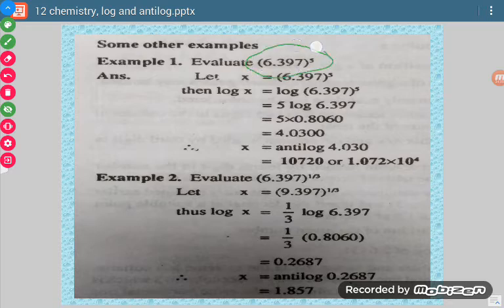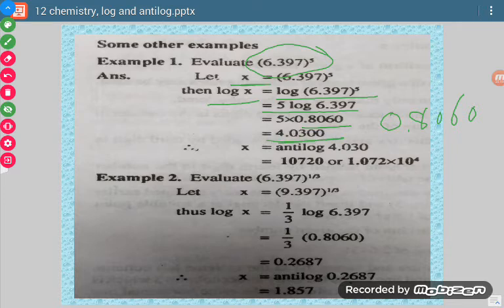Suppose I have to calculate this: what is the value of 6.397 raised to power 5. So we will consider it equal to x first, then we will take log both sides, then we will apply the formula of log, then we will calculate the value of log 6.397. How will we see? Before the decimal there is only one digit, so 1 minus 1 is 0. It comes out to be the characteristic. Then we will see 63 under 9 under 7 and the value will be 0.8060. So this value we will get and this will be written after the decimal. Okay, after multiplication we will get this.